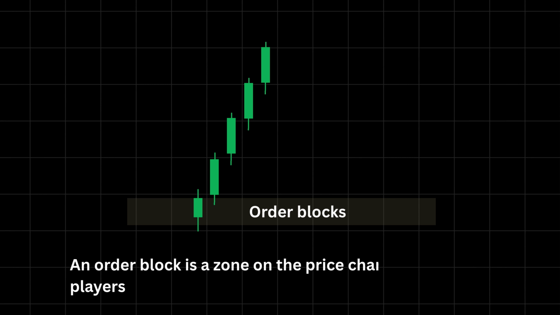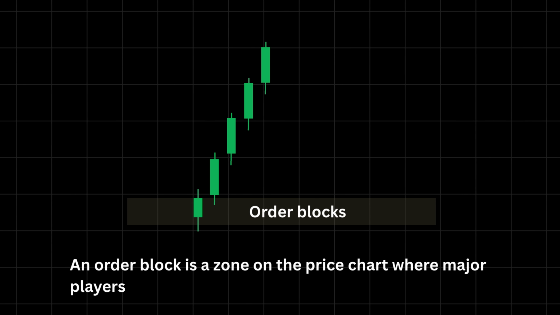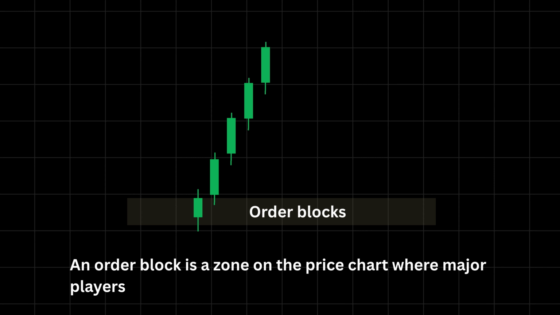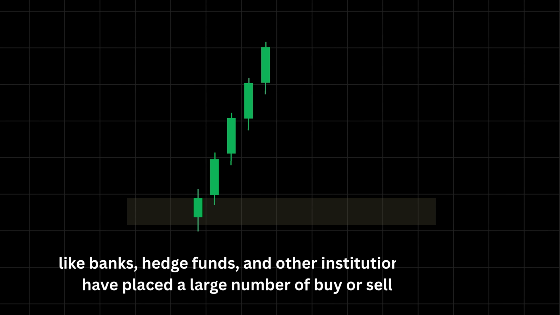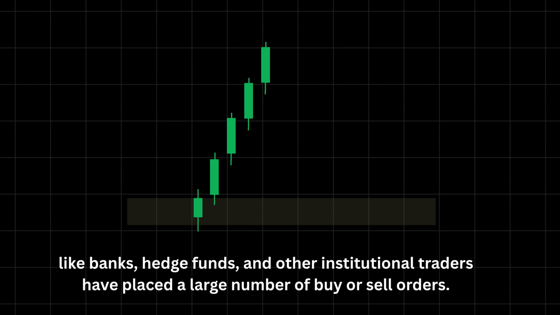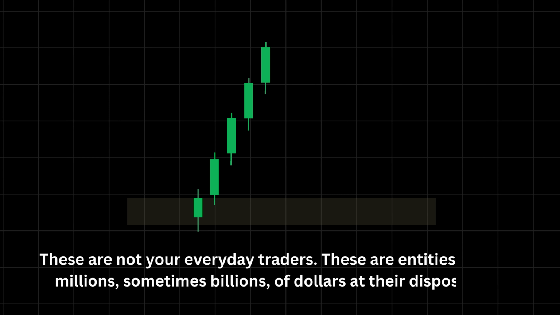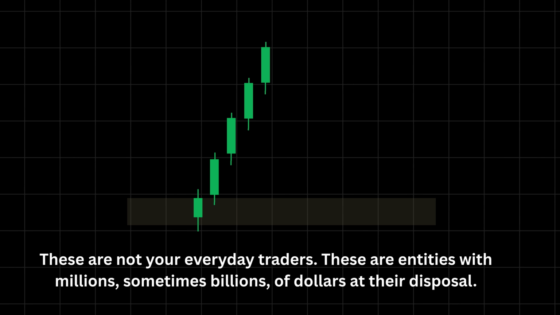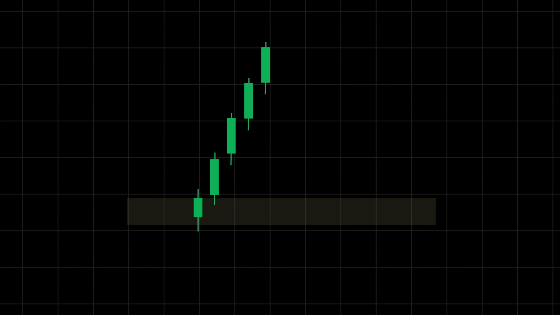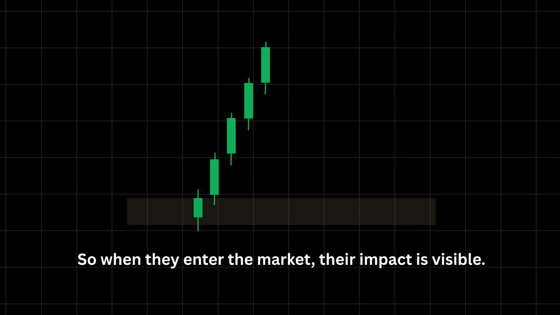Here's the breakdown, no fluff. An order block is a specific zone on the price chart where big players, think banks, hedge funds, and institutions, have placed massive buy or sell orders. We're not talking about retail-level trades. These are multi-million, even billion-dollar moves. And when that kind of money enters the market, you can see the footprint.